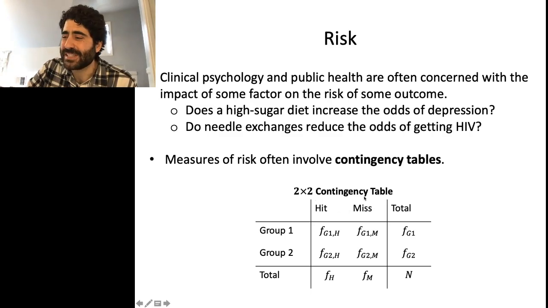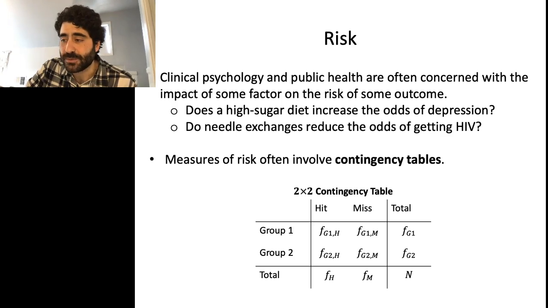What gets defined as hits and misses depends on the situation. Usually in a medical context, a hit means that some kind of bad outcome is happening. So we have these 4 different frequency numbers, right? That's counting up how many people there are in each of these 4 situations. So we're dividing both by group as well as by outcome.